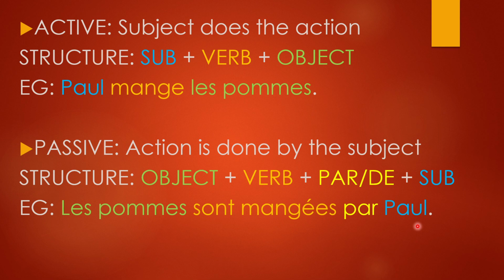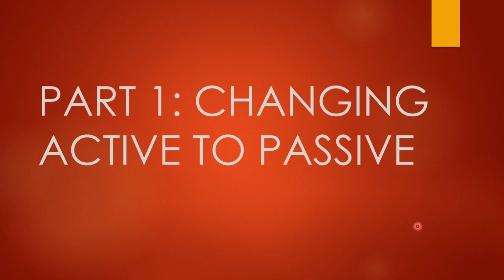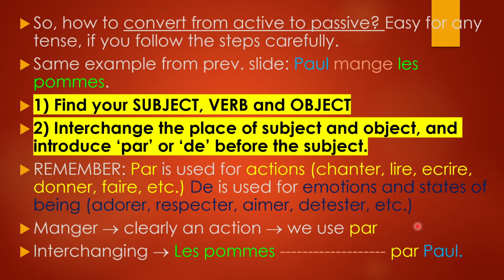You have to identify which voice it is in, and you have to change it into the other voice. So let's begin with how you change from active to passive. Let's take the same example from the previous slide and work on it itself. Okay, so we'll take the same example, Paul mange les pommes.